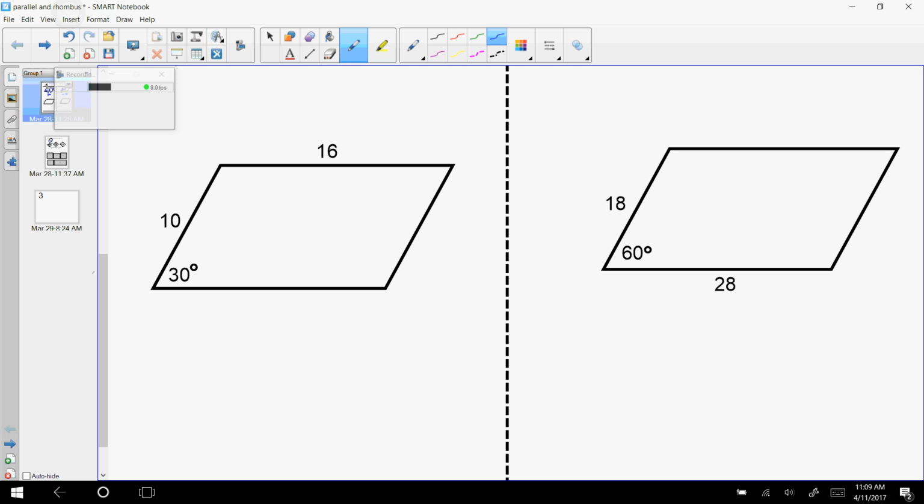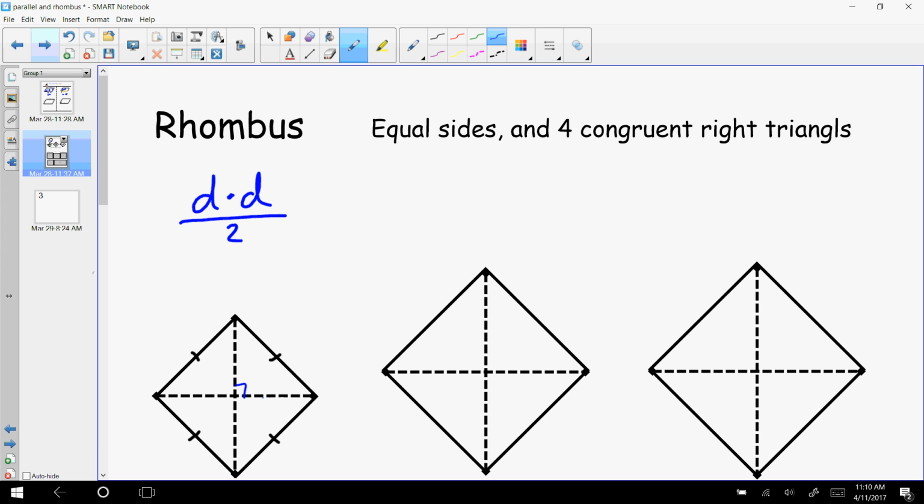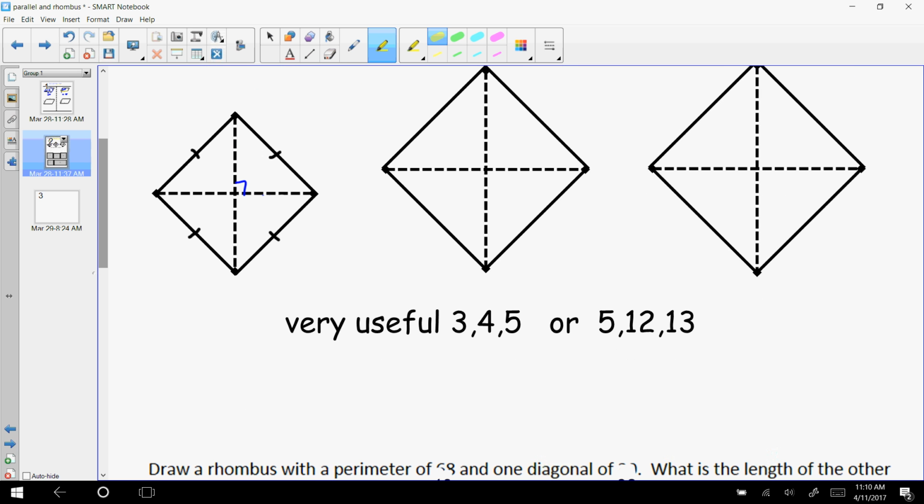All right, so moving on to the rhombus. Rhombus is diagonal times diagonal divided by 2. It has all equal sides. And when you draw your diagonals, you get 4 congruent right triangles. In a rhombus, they love to use Pythagorean triples.